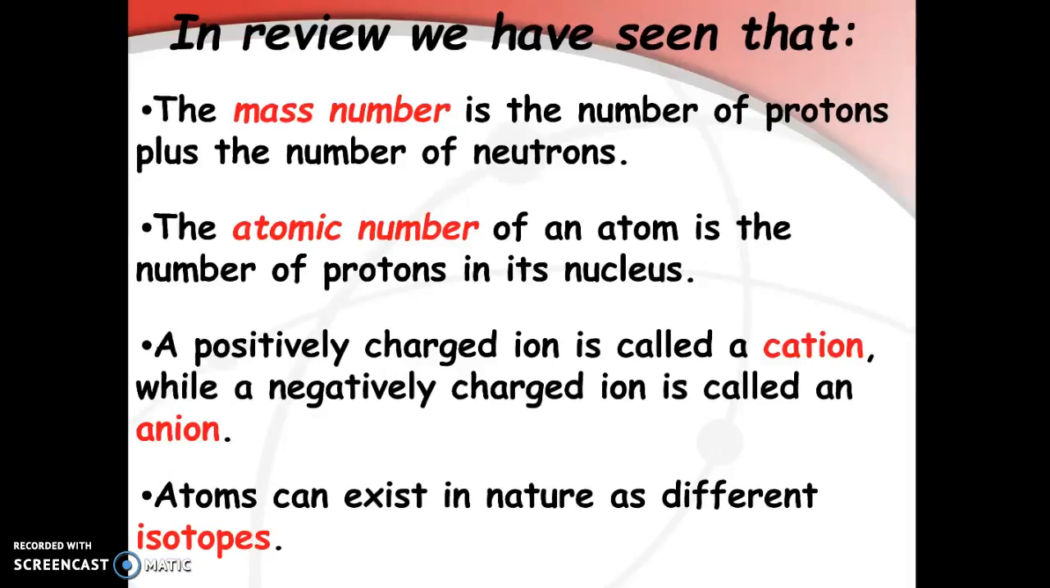And atoms can exist in nature as different isotopes, which means they have different masses, but they would be the same element. So they're going to have a different number of neutrons.